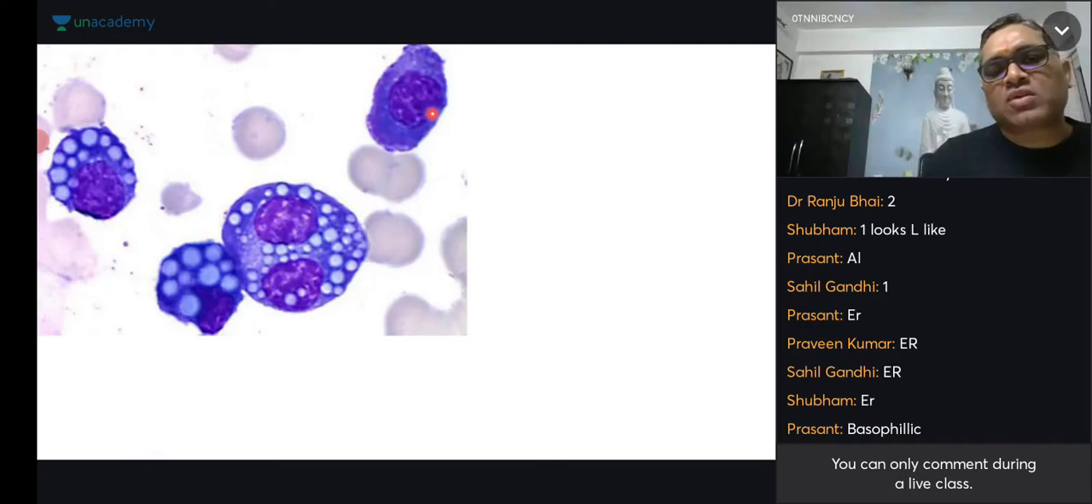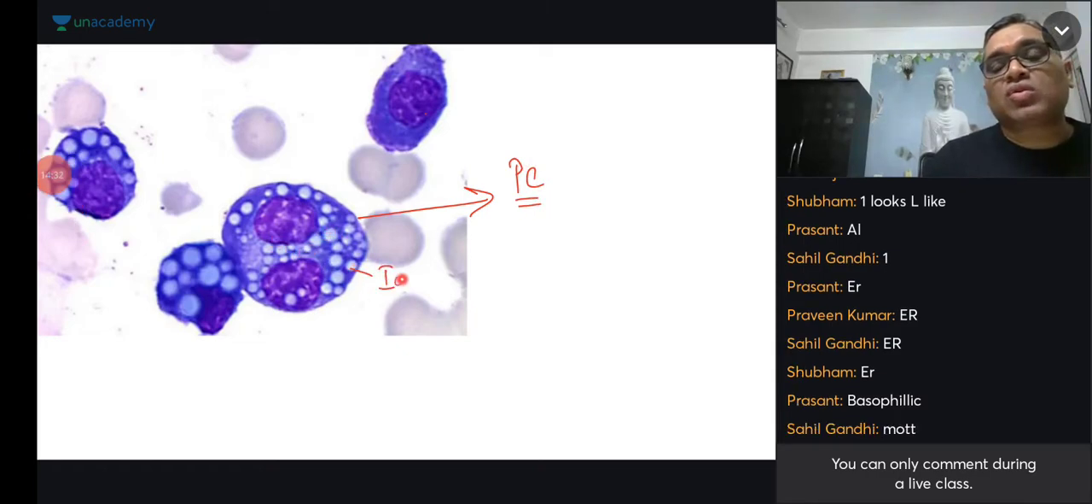So now you can see this is the normal plasma cell. We are not bothered about that. We are bothered about this plasma cell. What is this plasma cell? Can you see, basophilic? These are not vacuoles. So you remember, Shubham, I think somebody was asking about vacuoles. So these are not vacuoles. These are the immunoglobulin inclusions.